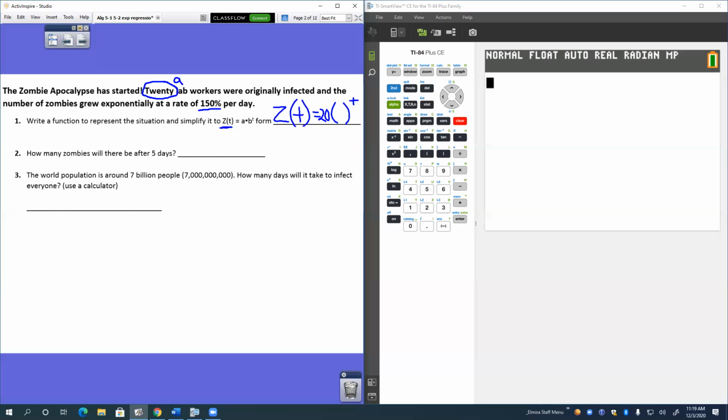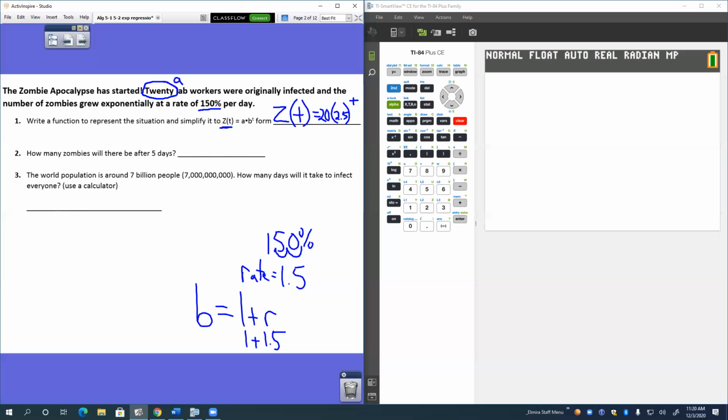Our b value, notice that they give you the percent. They give you 150%. Well, as a decimal, we have to move the decimal point over 2 places. So that is really a rate of 1.5. Well, remember, this is growth, because it's getting bigger and bigger every day. Our formula is 1 plus the rate. Our rate is 1.5. So we really have 1 plus 1.5. So that means our b value here is 2.5.